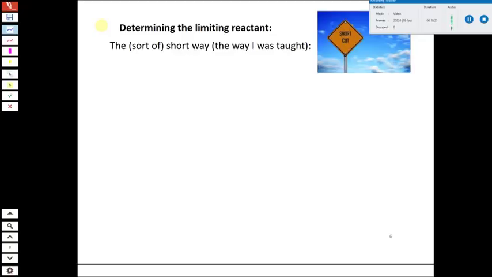But what we're going to do is the way that I was taught, again, more years ago than I care to admit at this point, when I was taking this same class at my university. The way that I was taught to do this, which I've really liked over the years, is to determine what's called the stoichiometric ratio for each reactant.